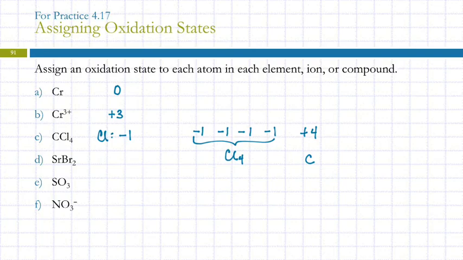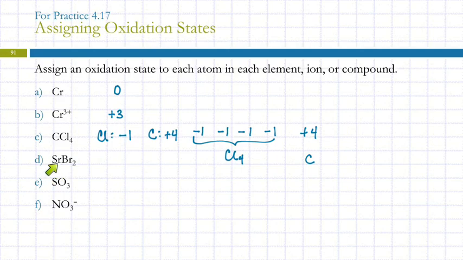So pho 765 tells me who gets what they want, and you keep going down until you get to the last one, and that one just has to pick up the slack, suck it up, and be whatever it needs to be. So the chlorine's negative 1 there, the carbon is plus 4. Each chlorine is negative 1, and that 1 carbon is plus 4. Any questions about that one?